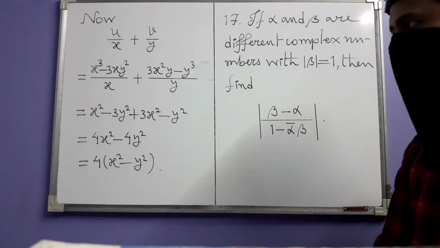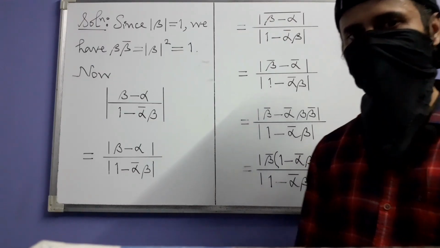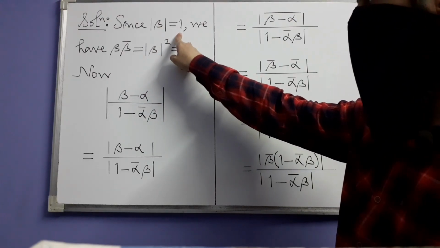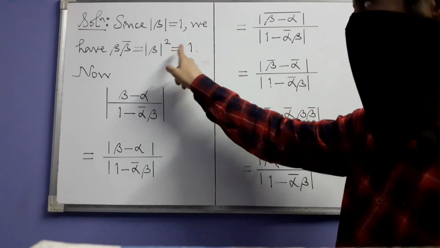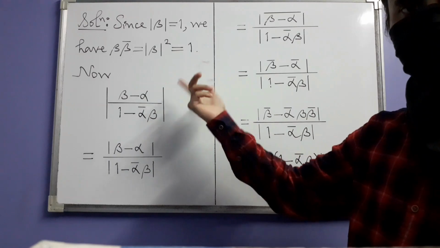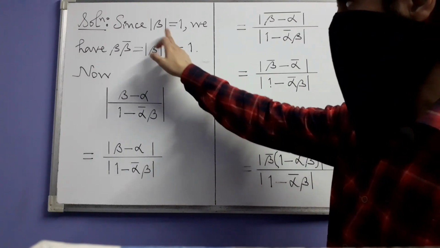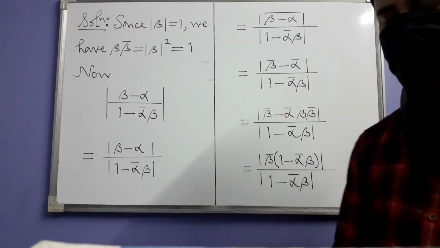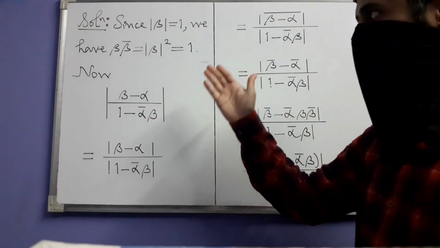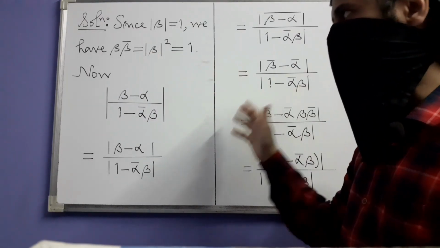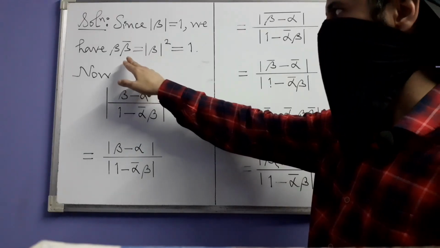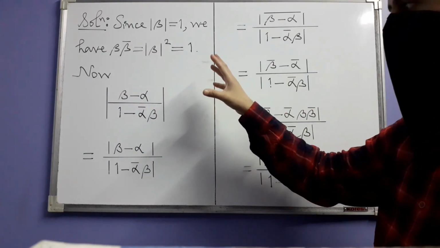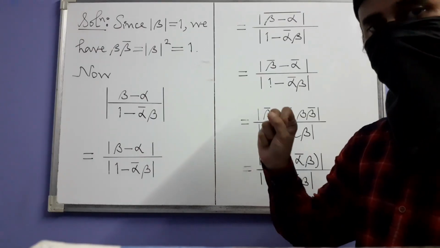So we start the solution with what is given to us, namely that |β| = 1. Then the square of |β| is also going to be equal to 1, because 1² is 1. But we know that this quantity is equal to β times β̄, beta conjugate. So we are now going to use this fact somewhere in our calculation, that ββ̄ is equal to 1.